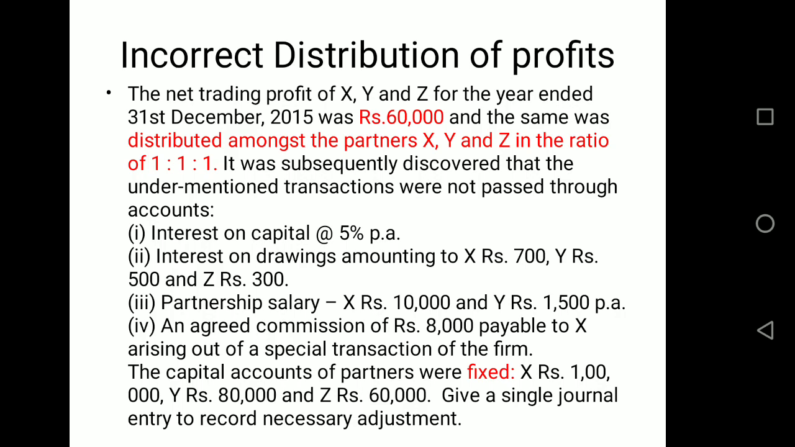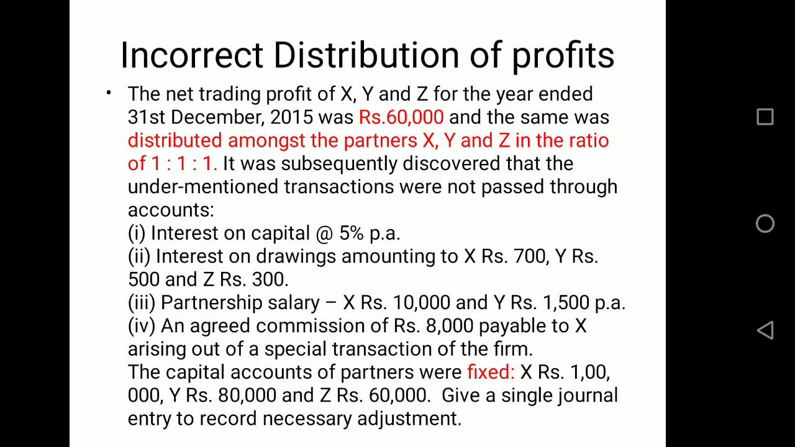The question is, the net trading profit of X, Y and Z for the year ended 31st December 2015 was rupees 60,000, and the same was distributed among the partners X, Y and Z in the ratio of 1:1:1. It was subsequently discovered that the under-mentioned transactions were not passed through accounts. Interest on capital at 5% per annum is omitted. Interest on drawings we are given amounting to rupees 700 to X, 500 to Y and 300 to Z.